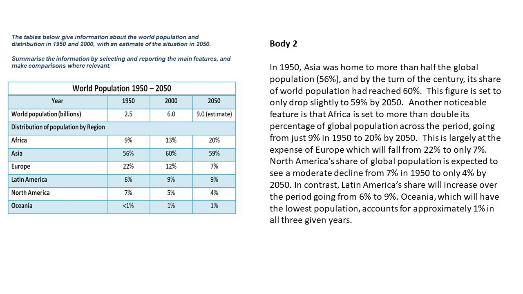Of course, what did we talk about first in our overview? Well, aside from world population, we started with Asia. So it makes sense for us to start with Asia in our body paragraph. In 1950, Asia was home to more than half the global population, 56%. And by the turn of the century, its share of world population had reached 60%.